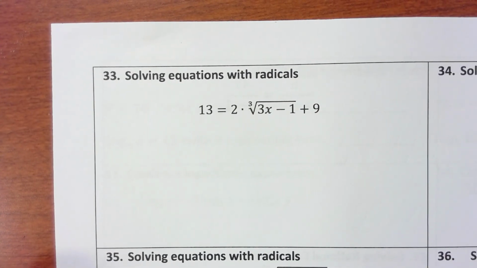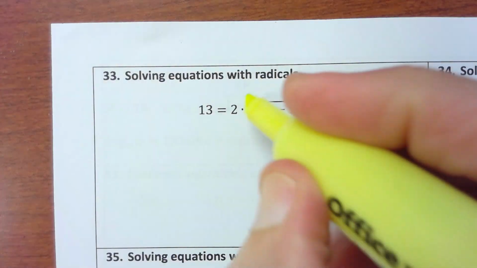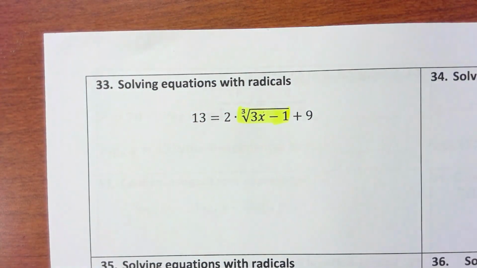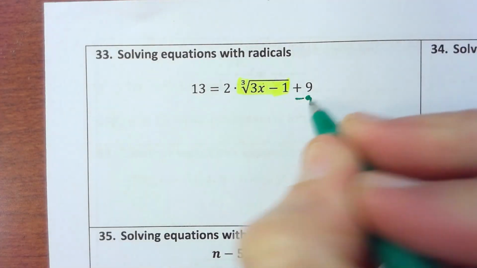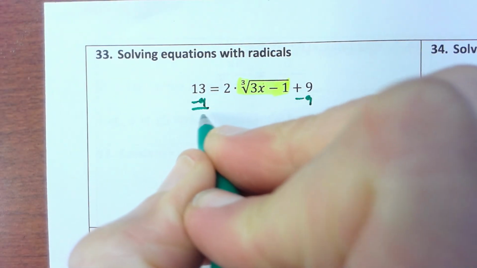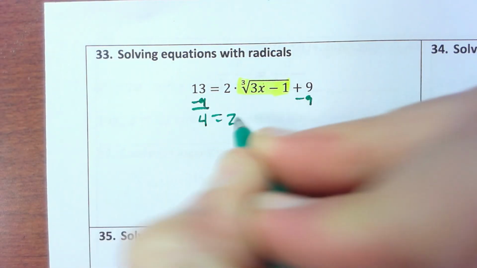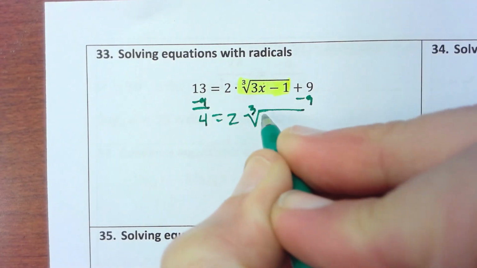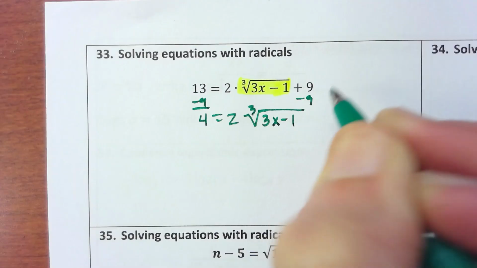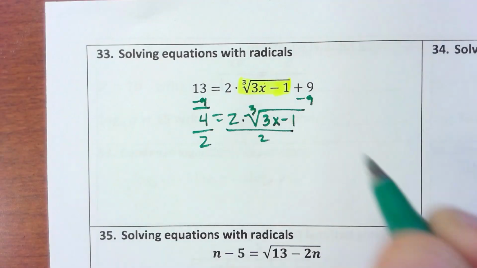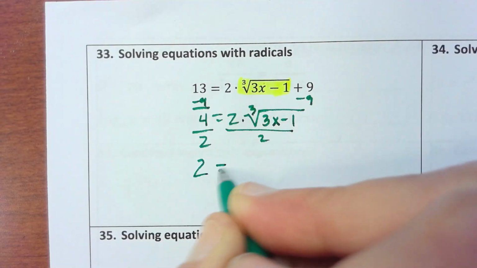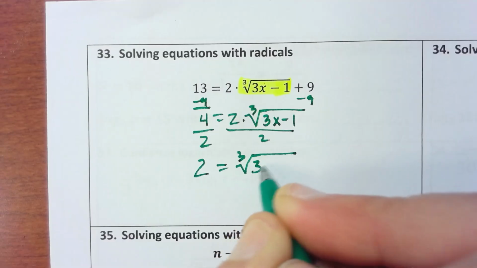So we have an equation here with a cube root. The first step, here's my highlighters. Again, one of our themes is isolating. So I'm going to get that part of the equation by itself by first subtracting 9 from both sides. So this becomes 4 equals 2 times the cube root of 3x minus 1. And then I'll divide by 2, because this says 2 times the cube root. So divide by 2, and we get 2 equals the cube root of 3x minus 1.